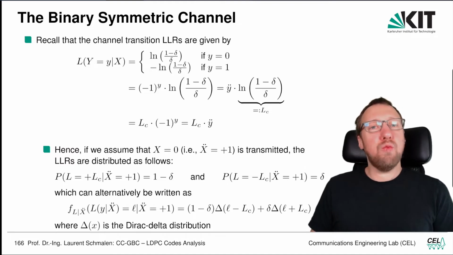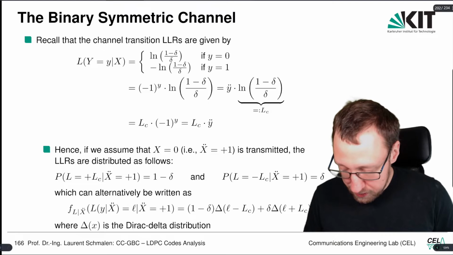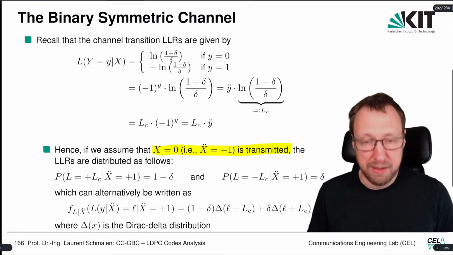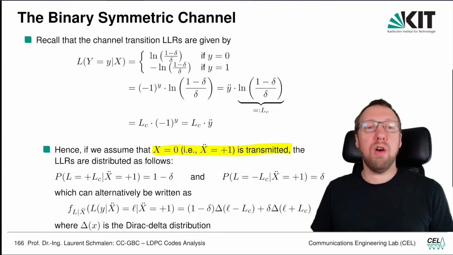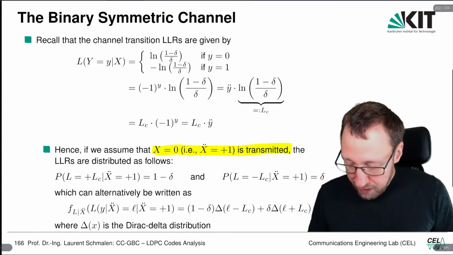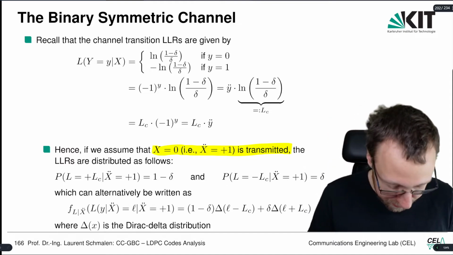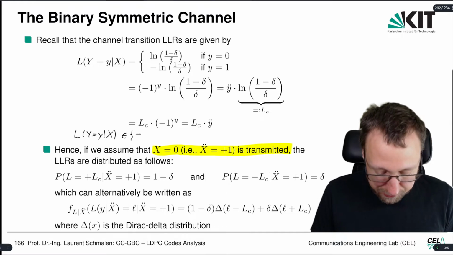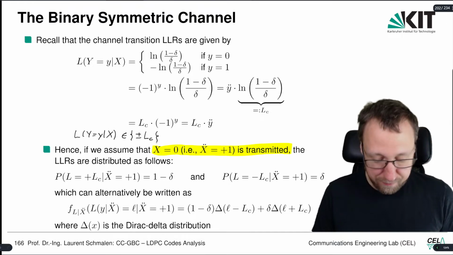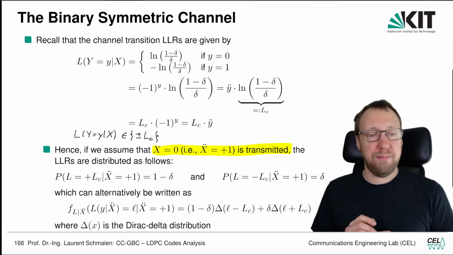So in our analysis, we assume that the all zero code word is transmitted. So we fix and we assume that x is equal to 0 is transmitted. Then under this assumption we can calculate the log likelihood ratios. So let's start with one. L of y given x can only take on two different values, plus or minus L_C. These are the only two possibilities in the binary symmetric channel.